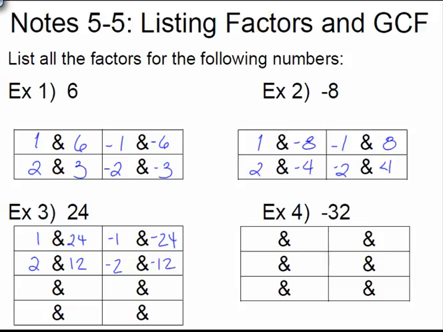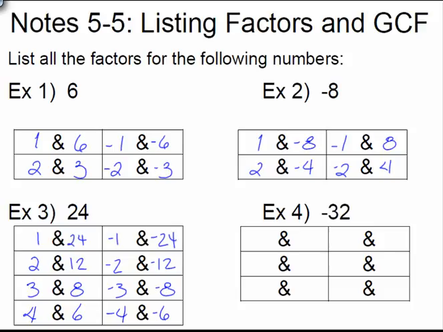I could have 3 times 8 or a negative 3 and a negative 8. Those also give me positive 24. I could have 4 times 6 and then negative 4 times negative 6 as well.